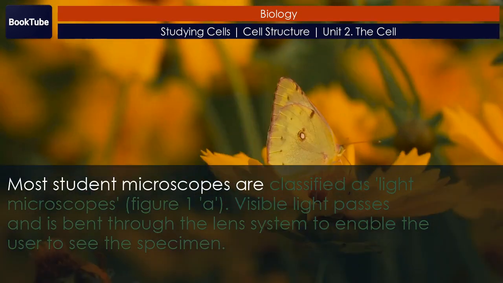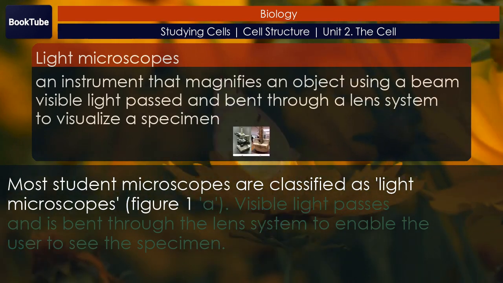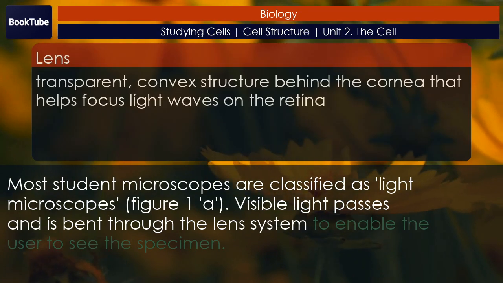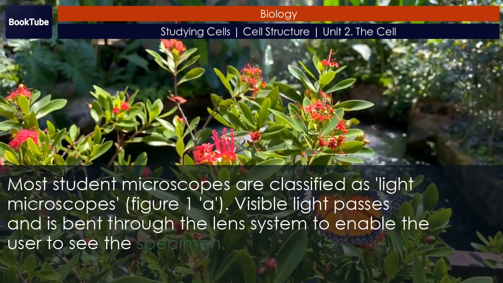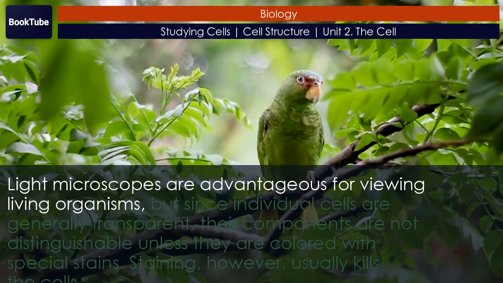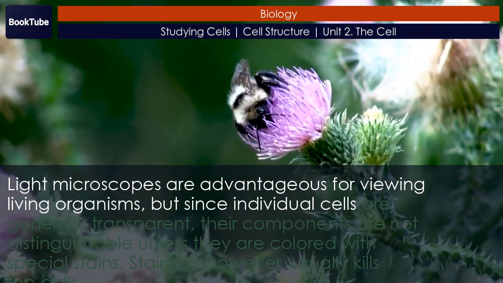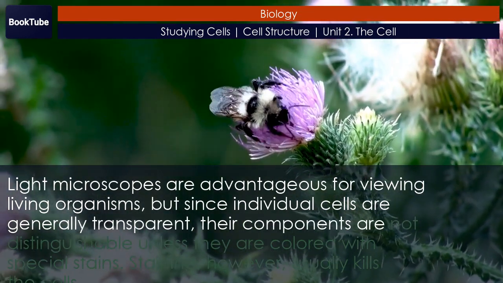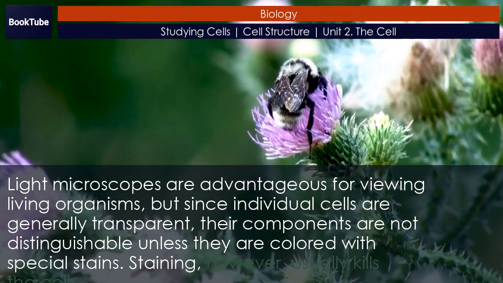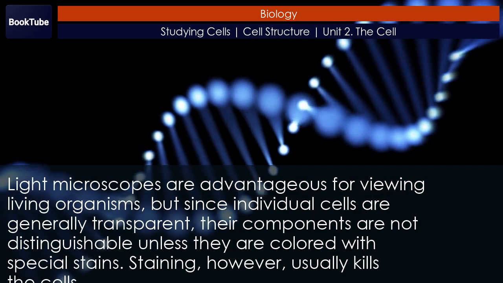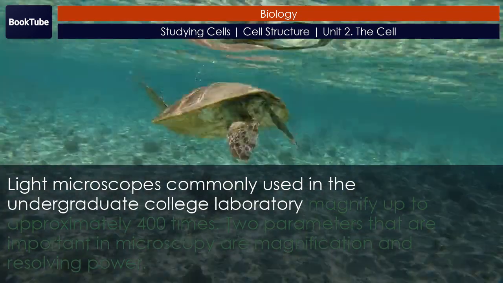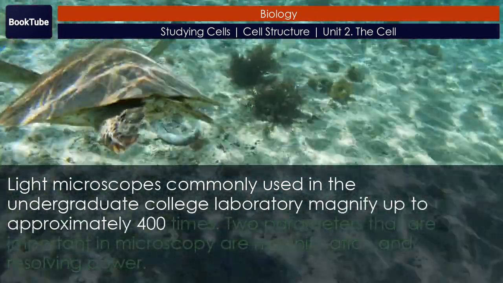Most student microscopes are classified as light microscopes. Figure 1a: visible light passes and is bent through the lens system to enable the user to see the specimen. Light microscopes are advantageous for viewing living organisms. But since individual cells are generally transparent, their components are not distinguishable unless they are colored with special stains. Staining, however, usually kills the cells. Light microscopes commonly used in the undergraduate college laboratory magnify up to approximately 400 times.